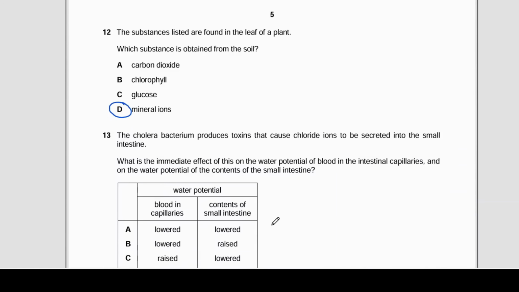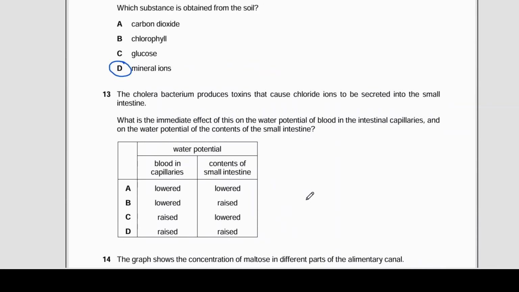The cholera bacterium produces a toxin that causes chloride ions to be secreted into the small intestine. What is the immediate effect of this on the water potential of blood in the intestinal capillaries and on the water potential of the content of the small intestine? So water moves out of the capillaries, right, into the small intestine. So the water potential of blood in the capillaries and the water potential.